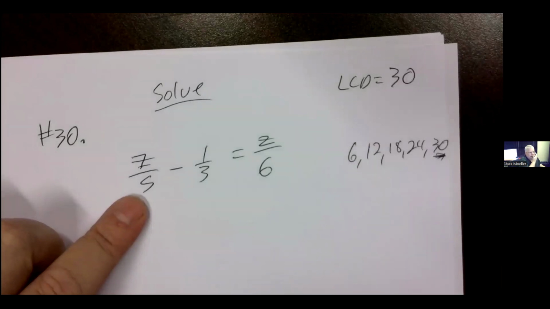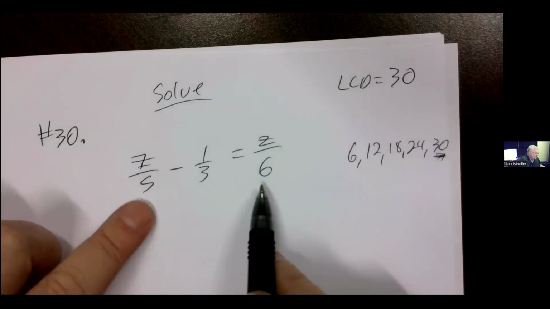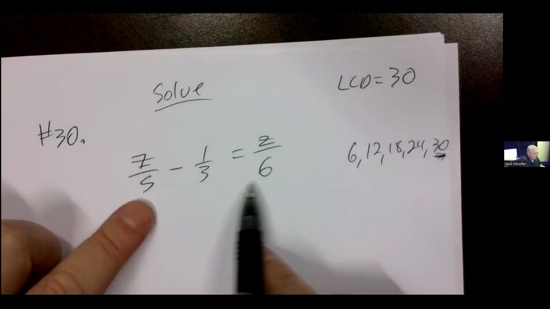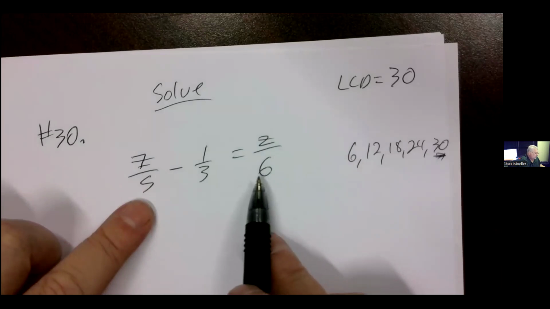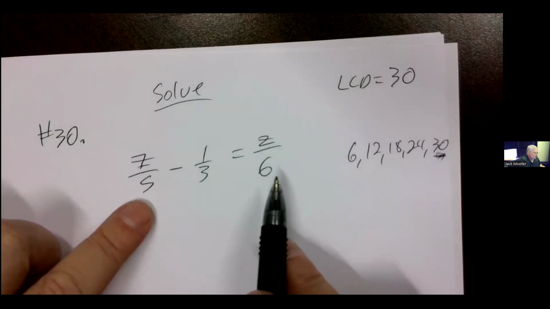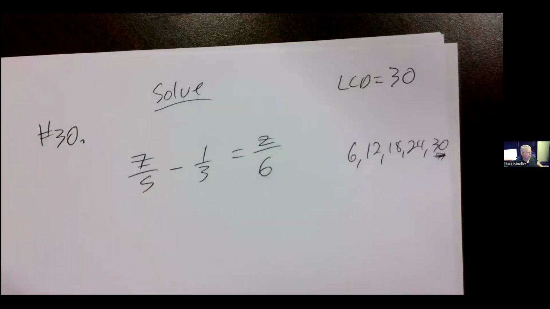30 is my LCD. If you do 6 times 5, you get 30. You don't have to multiply it by 3 again because 3 already goes into 6. If you did that, you get 90, which would work. It just makes your numbers bigger. But in the end, you should get the same result.